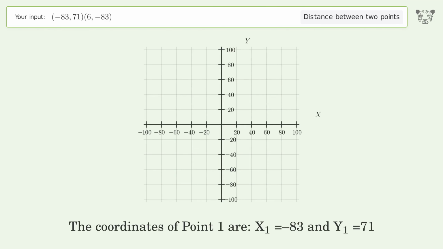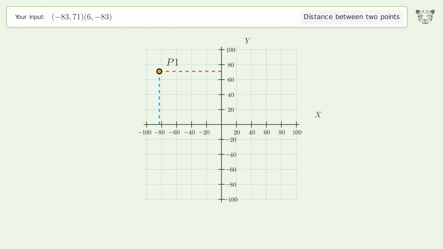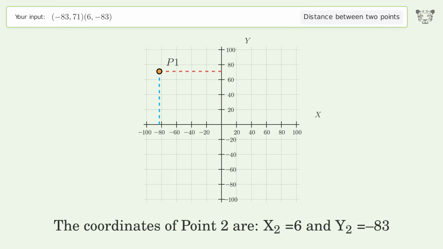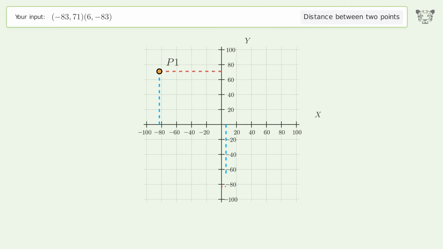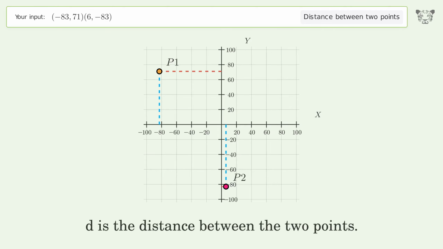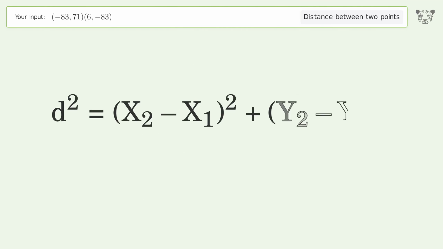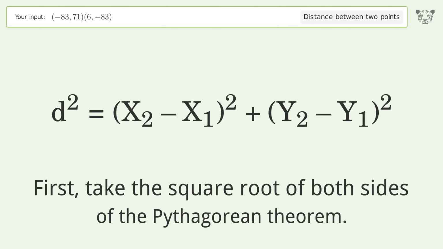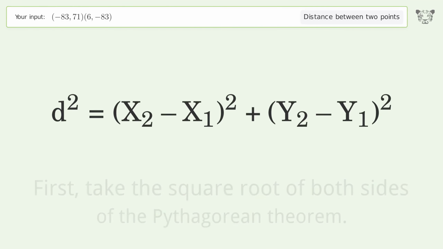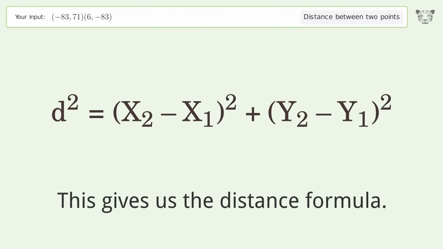The coordinates of point 1 are x1 equals -83 and y1 equals 71. The coordinates of point 2 are x2 equals 6 and y2 equals -83. D is the distance between the 2 points. First, take the square root of both sides of the Pythagorean theorem. This gives us the distance formula.